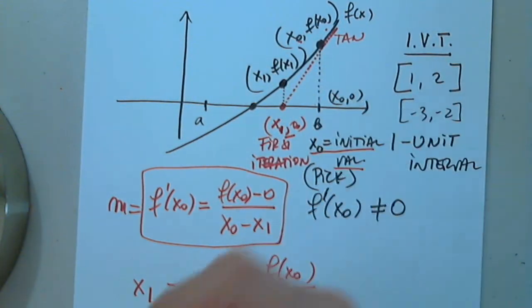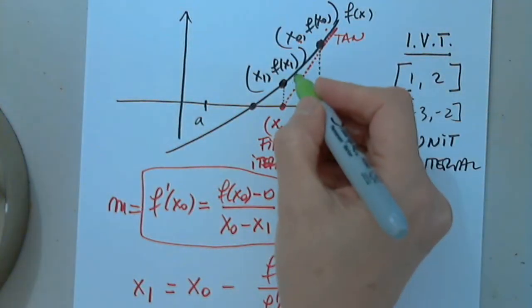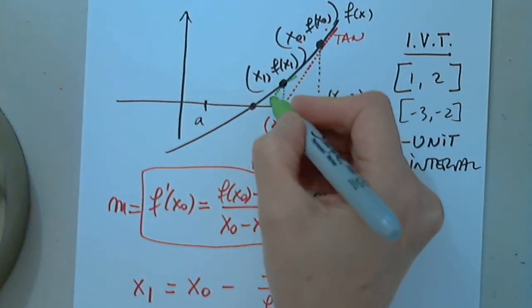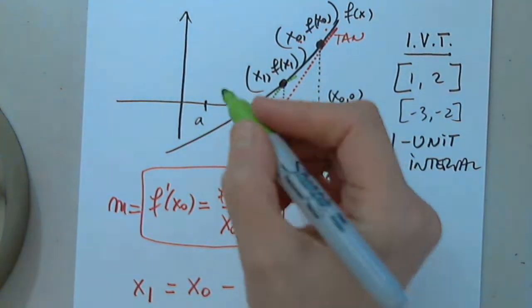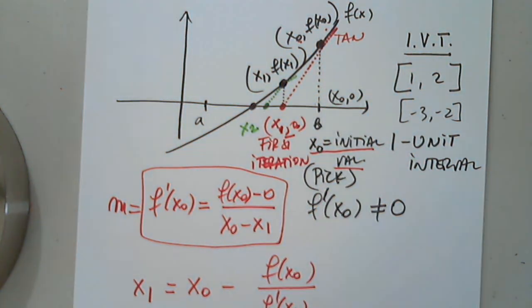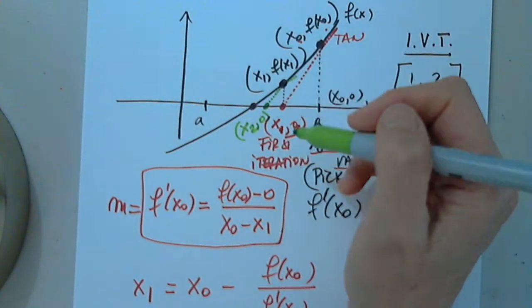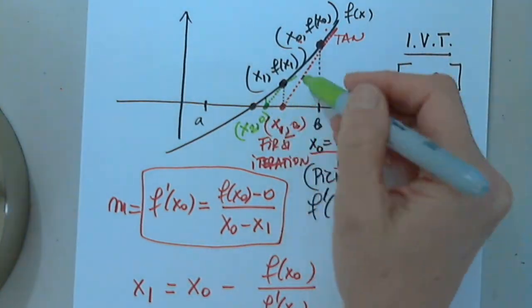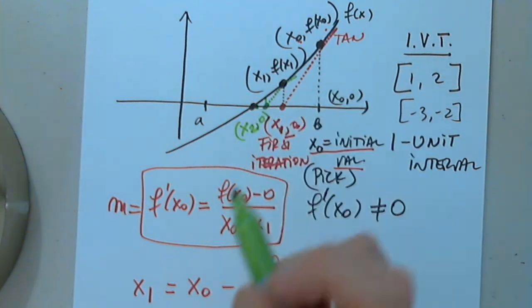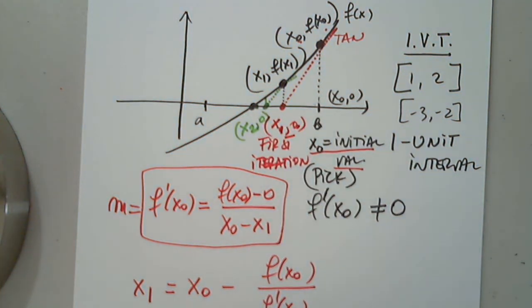And like before, I will draw a tangent. Again, I'm going to try to not get too close. And I'm going to get the second iteration, x sub 2. Of course, this point is x sub 2 comma 0. And I continue and on and on. And I will get as close as I can possibly get to the solution that I'm looking for.